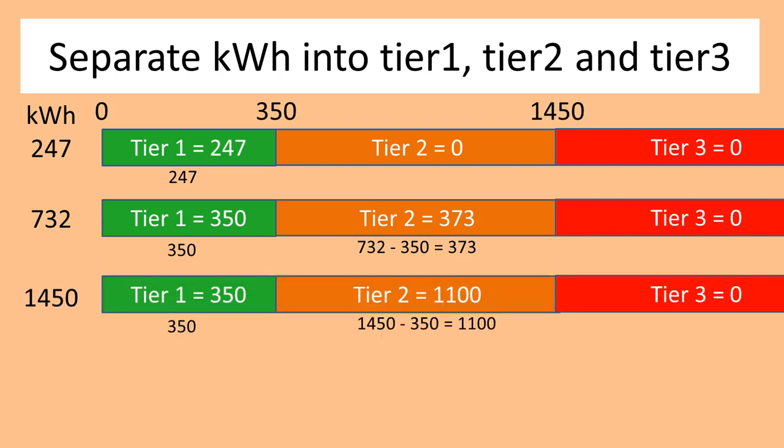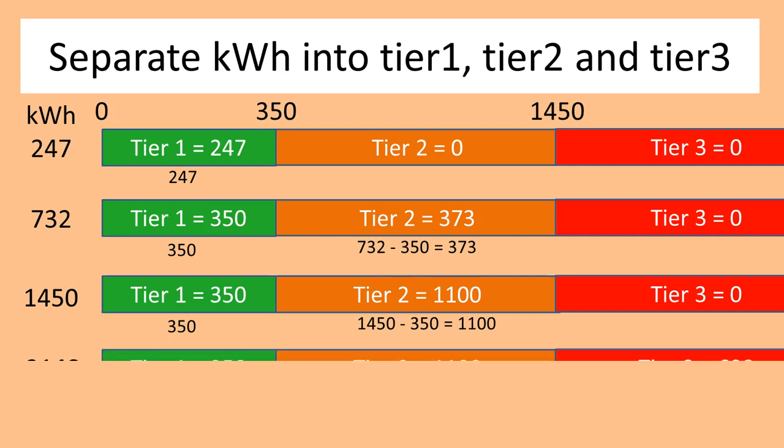In the third example, 1,450 kilowatt hours are used, which is everything in Tier 1 and Tier 2. In this case, Tier 1 gets the first 350, and Tier 2 gets 1,100, which is 1,450 minus 350. So the total is actually 1,450.